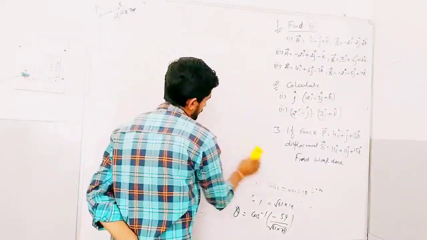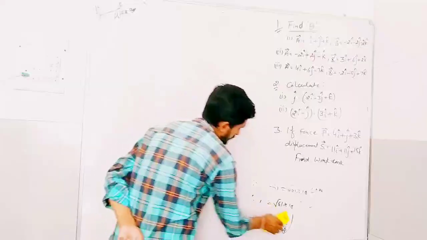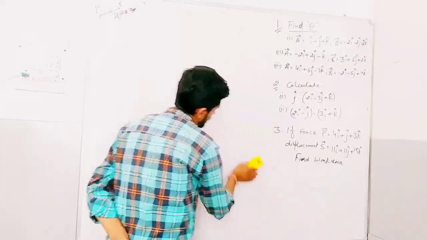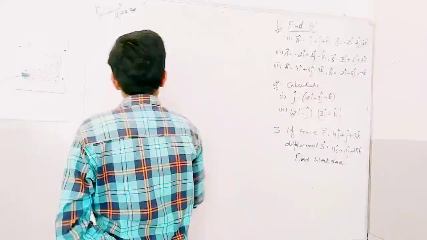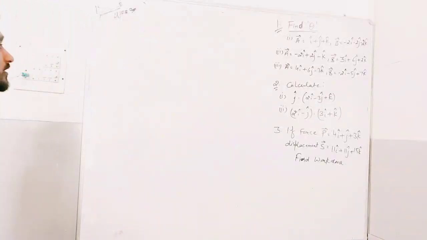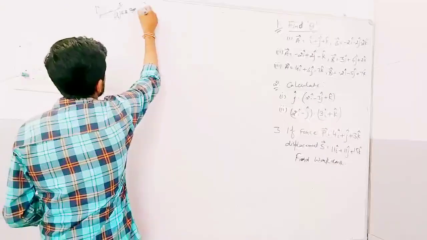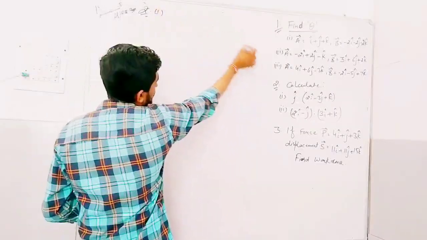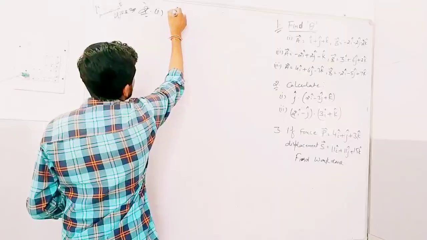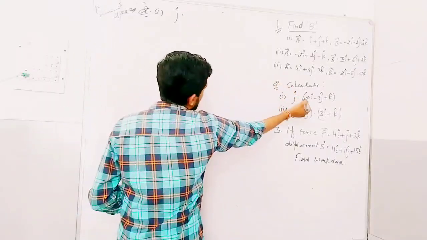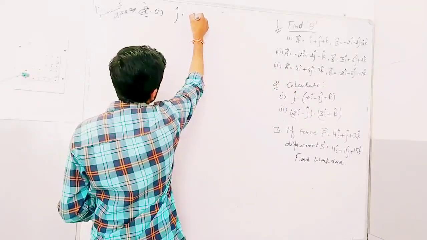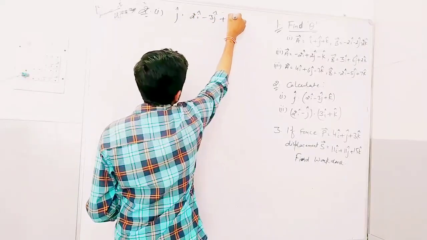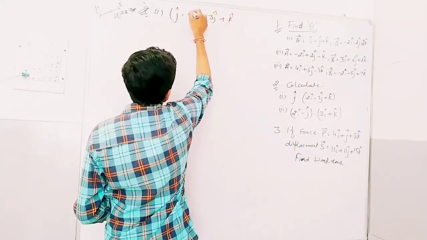For the second question, we will calculate both the dot product and the cross product. Also we will find the magnitude of the cross product. The first part is j cap dot 2i cap minus 3j cap plus k cap. Also we have to find its magnitude.